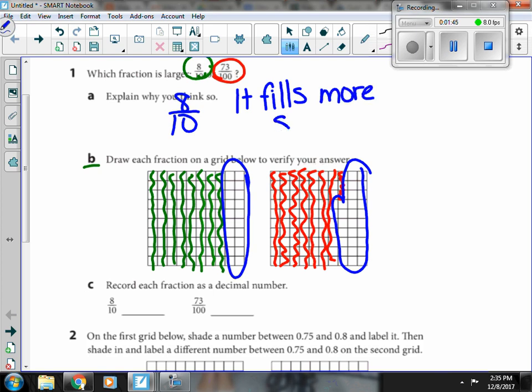So somehow you need to say something about it filling more space, or it being closer to a 1, it having 20 left over versus 27 left over, or it has 80 colored in and 73 colored in. Anything along those lines to help you explain it.